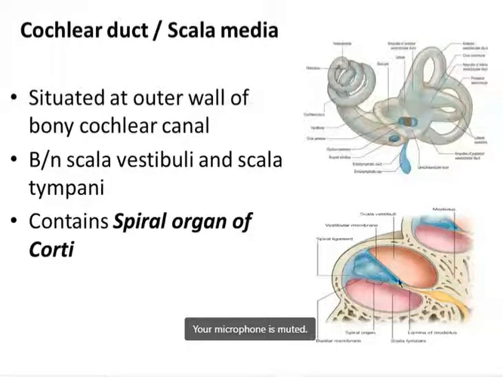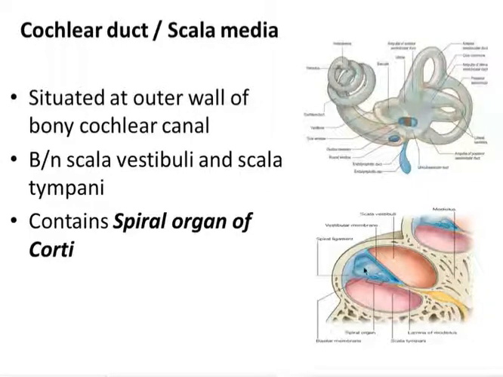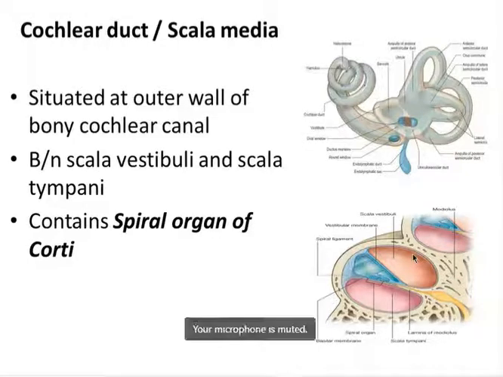So this is known as the cochlear duct, because within the cochlea, this is the cochlear canal, isn't it? So inside the cochlear canal there is a cochlear duct. So where do you find the cochlear duct, also known as the scala media? Between these two, scala vestibuli and scala tympani. So here lies the cochlear duct, between the scala vestibuli and scala tympani.